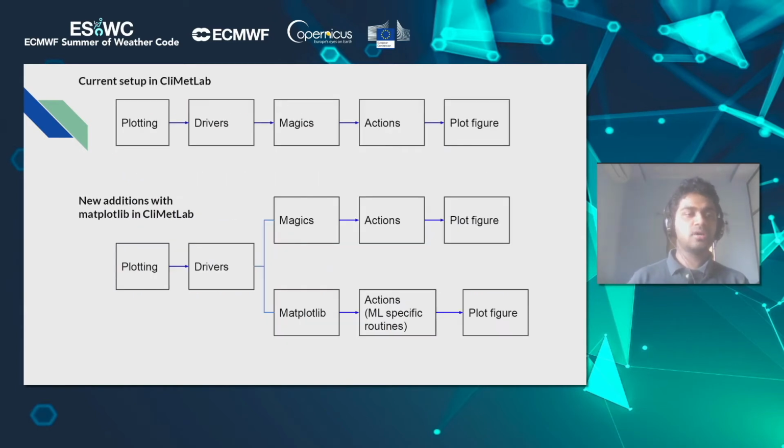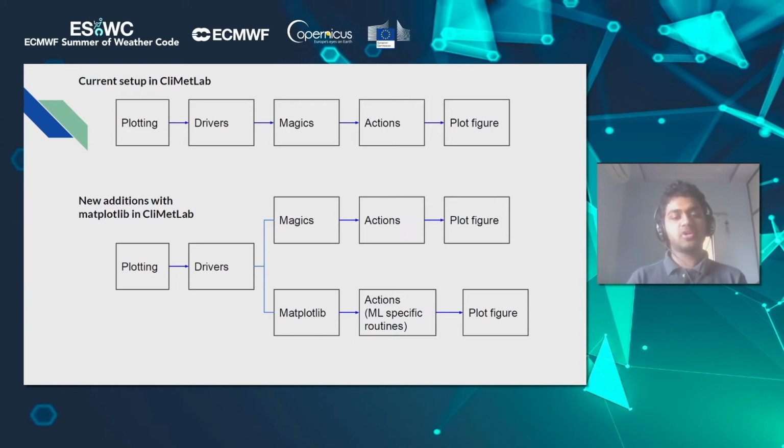So this is the current setup in CliMetLab. We have this plotting functionality which calls the drivers API, and which initially called the Magics API, and then we had these actions and plot figure classes. But with the new addition of Matplotlib, we have both. We have Magics as well as Matplotlib, and the user can select the driver. This is currently the view of the developer, and for the user, you can just select either of the drivers.